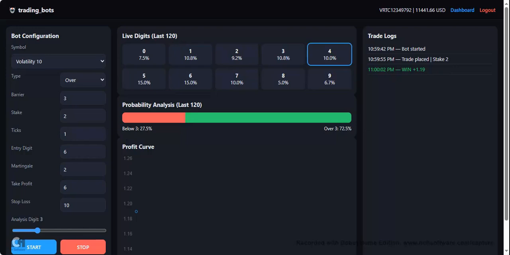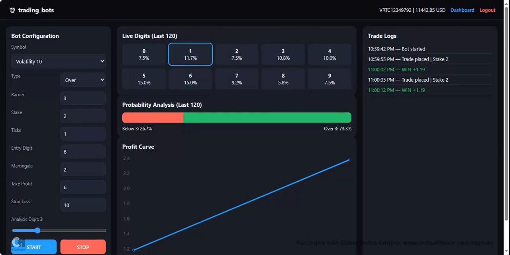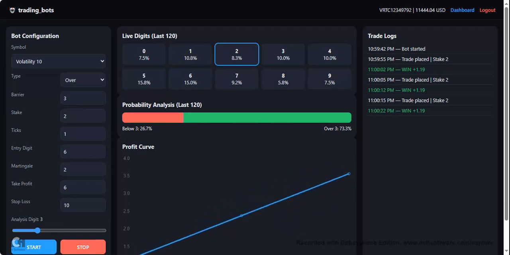First, the bot waits for a specific entry digit to appear in the market. Once the entry digit is detected and there is no active trade, the bot immediately places either a digit over or digit under contract. Trade duration is measured in ticks, not time. And only one trade is allowed at any moment to prevent overlapping positions.